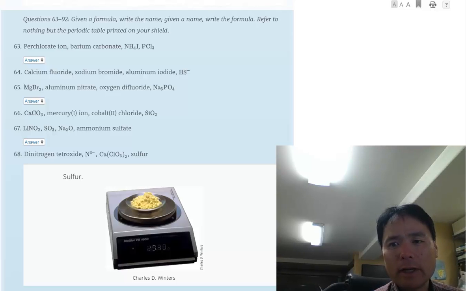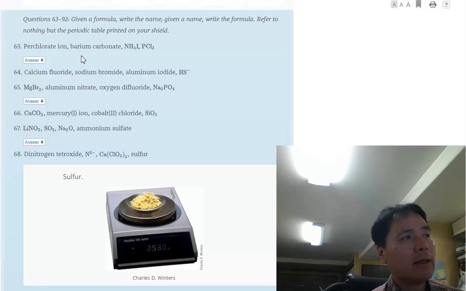Okay, hello there again. We're going to finish up chapter 6 homework. We left off with number 63. The first problem here is the perchlorate ion. Chlorate is ClO3. It's in the 3 oxygen block, and the charge would be a 1 minus. And so perchlorate is one more oxygen, so it's going to be ClO4 minus.